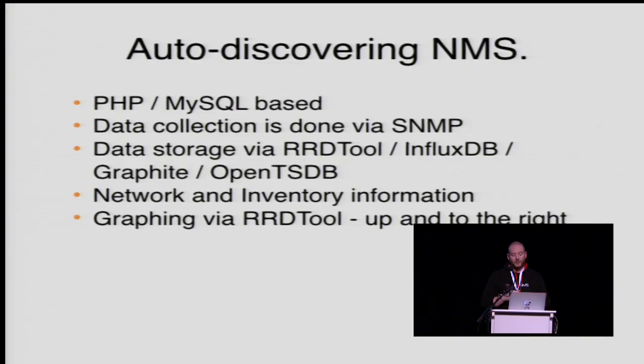So what is LibreNMS? It's an auto-discovering network monitoring system. Auto-discovering has actually got two parts to it, and I'll cover those off in a short while. It's written in PHP and MySQL. There's already been a comment made over PHP this morning. That's what it was originally written in when the fork happened. It's got us to where we are today, but it does hinder some of the development and also some of the performance that people expect from software like this.